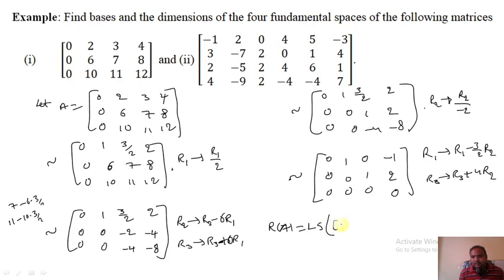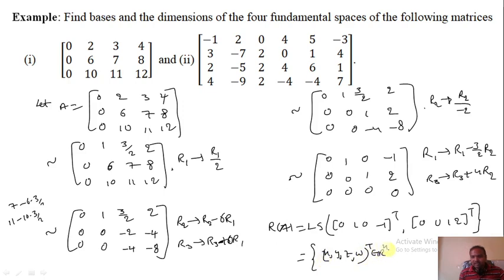Linear span of (0, 1, 0, -1) transpose and (0, 0, 1, 2) transpose. This is the space. Or you can write it the same as this one: (x, y, z, w), or x1, x2, x3, x4, whatever, transpose, belongs to R4 such that this is the pivotal column.